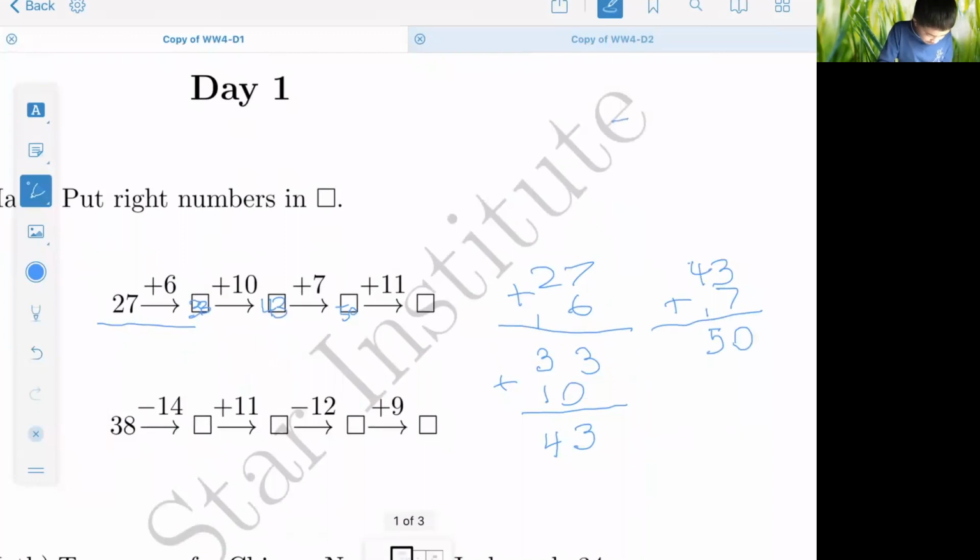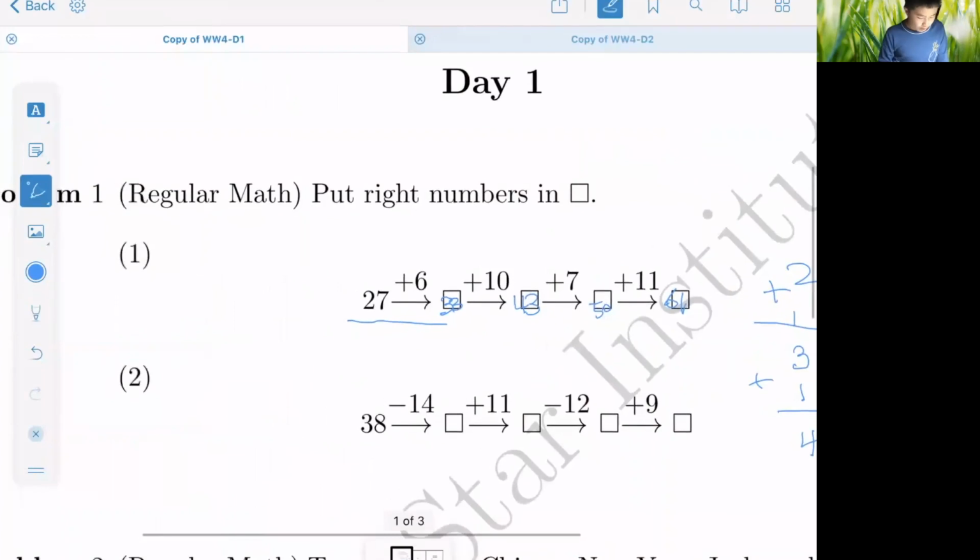Finally, we have 50 plus 11. 0 plus 1 equals 1. 5 plus 1 equals 6. So this final box is 61. For question number 2, it asks us what 38 minus 14 plus 11 minus 12 plus 9 is.